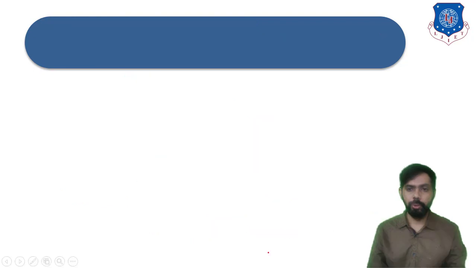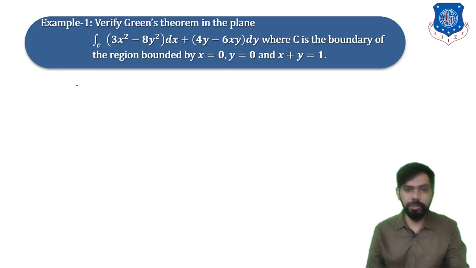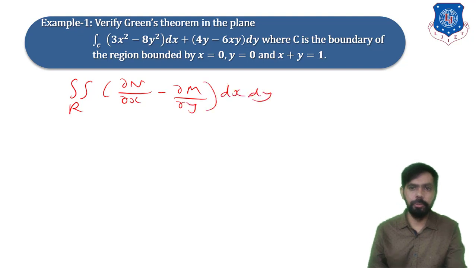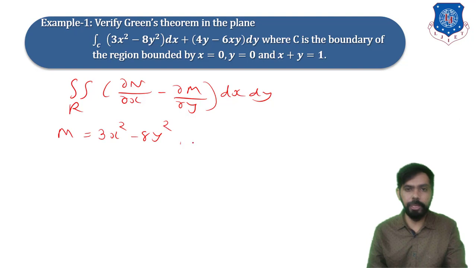Now we will find the right hand side of Green's theorem, that is, double integration over region R of del n by del x minus del m by del y dx dy. But here what is m? M is 3x square minus 8y square, and what is n? N is 4y minus 6xy.